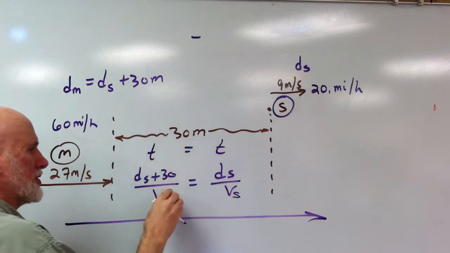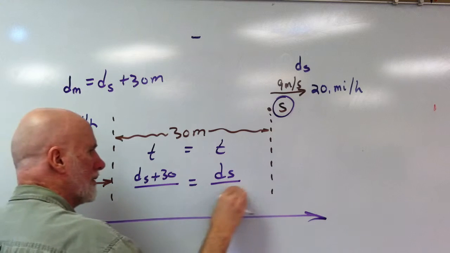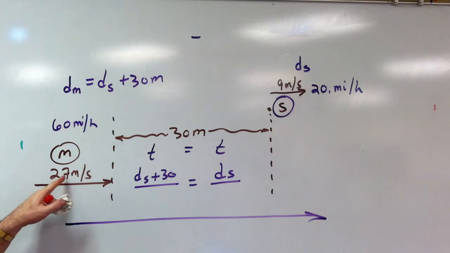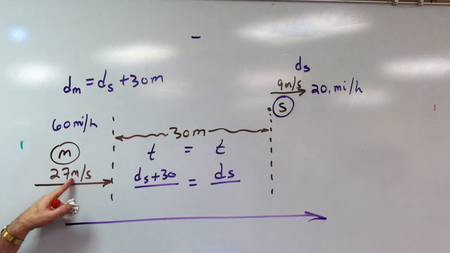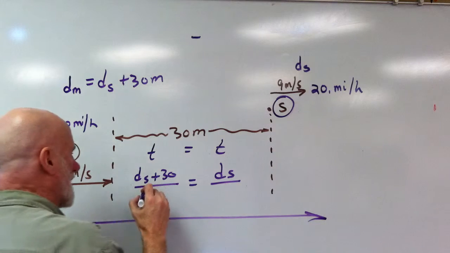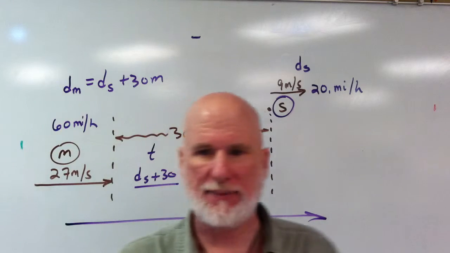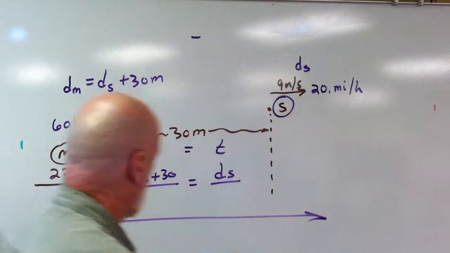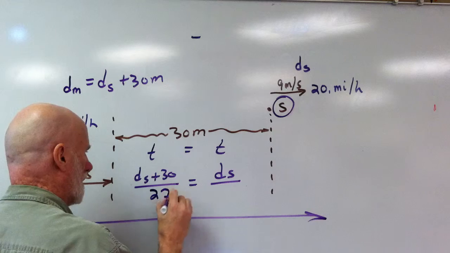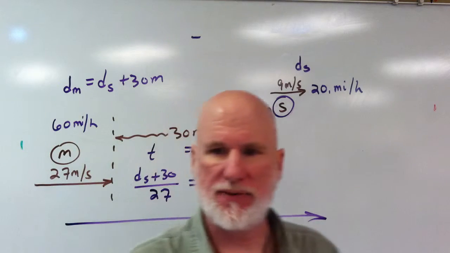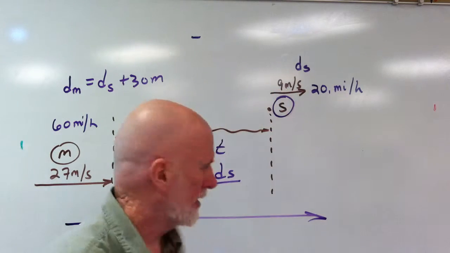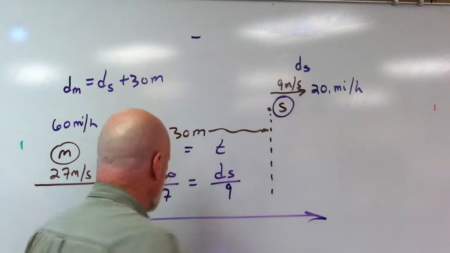So, let me just use this. What's the velocity of M? 27 meters per second. Can I leave off the unit labels because it just looks neater? Okay, 27. And what's the velocity of S? 9 meters per second. Okay, good. 9.